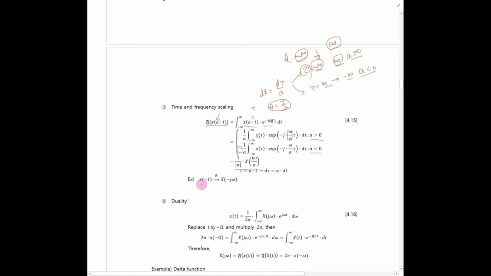What about this case? We know that the Fourier transform of x(t) is X(j omega). Then what is the Fourier transform of the reversed signal? In this case, a equals minus 1, so the absolute value is 1. Here it shows minus a, so we can replace omega with minus omega. Then it gives the Fourier transform of the reversed signal.